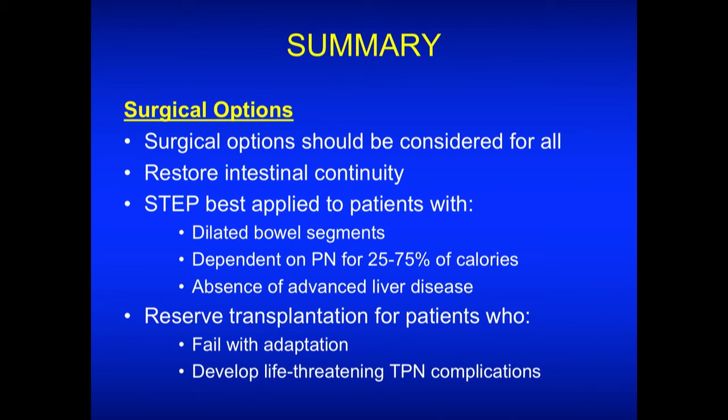The STEP procedure is a bowel lengthening procedure that can be considered and offered, and the best candidates for the STEP procedure are actually patients who have dilated bowel segments and are only partially dependent on TPN to start out with, and they don't have any advanced liver disease. And intestinal transplantation, I often counsel my patients that it is really swapping out one set of problems and then getting another whole set of problems in return. And so we reserve intestinal transplantation for people who fail intestinal adaptation or develop life-threatening complications.